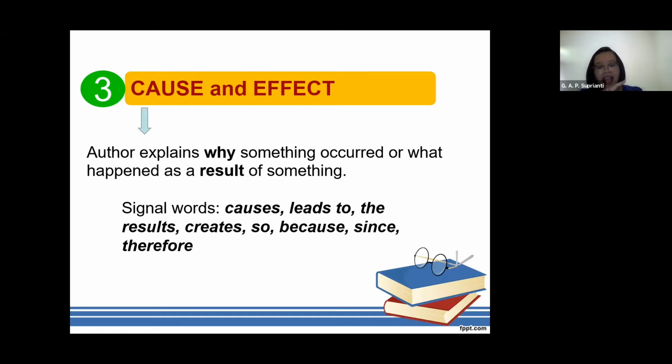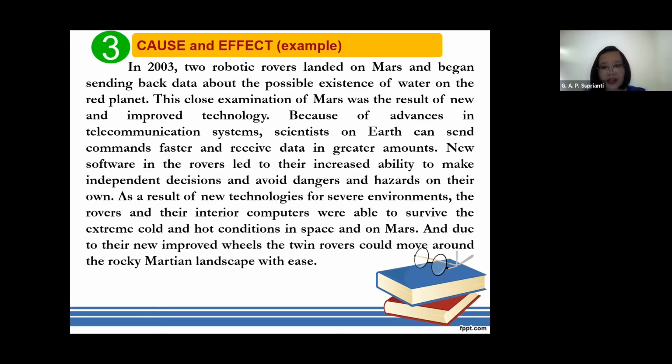And the signal words in the cause and effect paragraph are causes, leads to, the result, creates, so, because, since, and so on. I'm providing you a short paragraph as the example of cause and effect. Okay, I need you to read this.